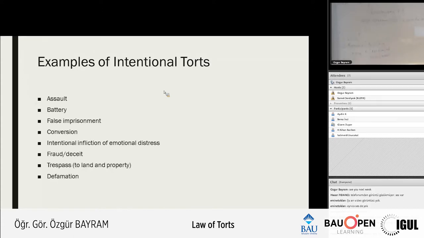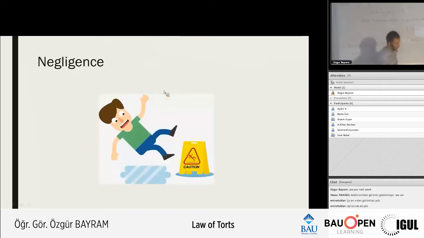Defamation. What's defamation? İftira, and there are two types of defamation. Libel and slander. Which one is the verbal one with your voice, sound? Slander, yeah. So when you vocally say something bad about someone, that's slander. Libel is written. Okay, let's continue.